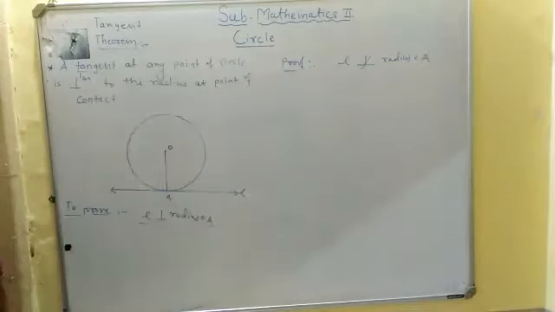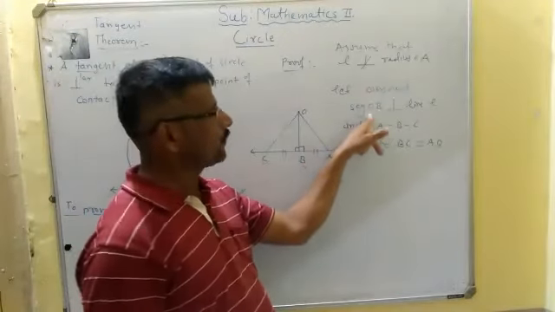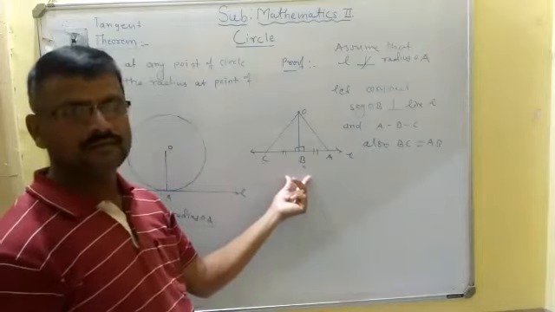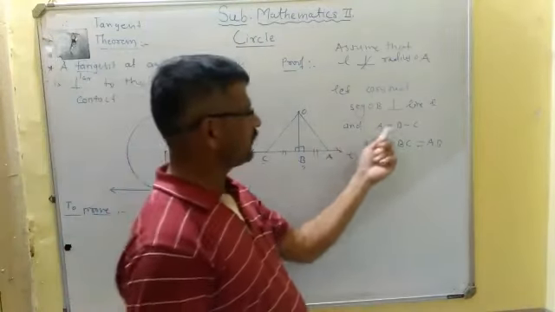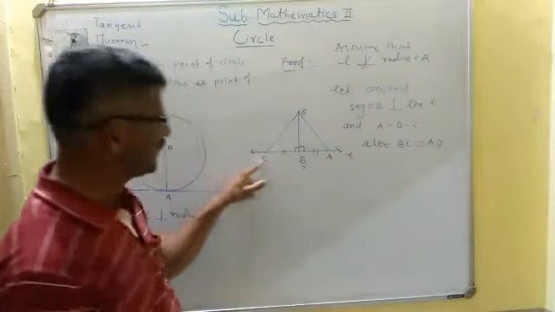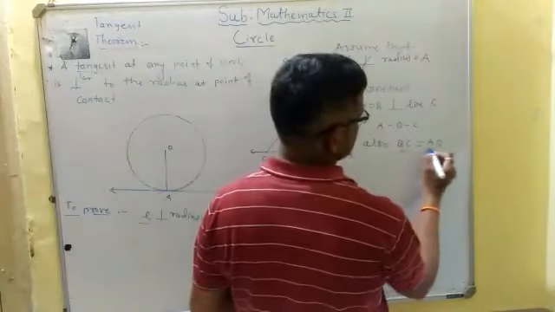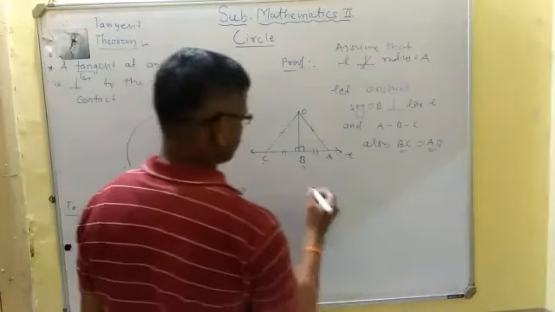Okay. Then what happens? Now we are going to construct segment OB perpendicular to the line L at B, where B is between A and C. Take a point C on that line L in such a way that the distances BC and AB are equal. Look at the figure.